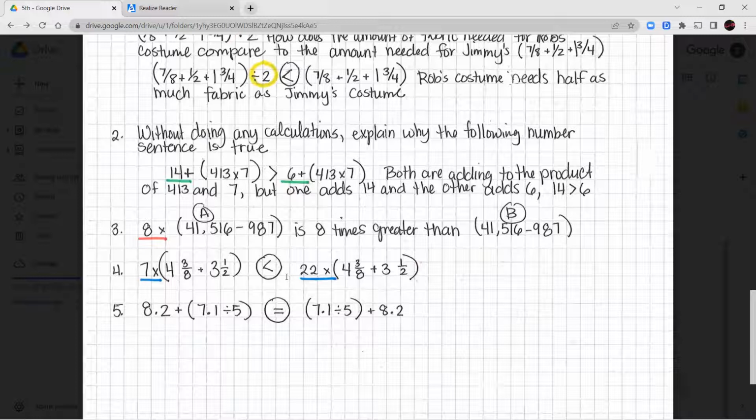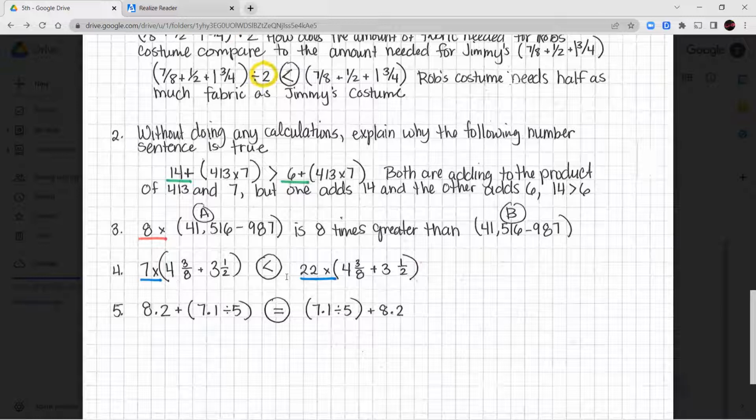For number 3, 4, and 5, we're comparing these different equations. For number 3, it's asking us equation A compared to equation B. So equation A says 8 times the difference of 41,516 minus 87, compared to 41,516 minus 87. Sorry, 87 for both of them. So the first one is 8 times greater because it's 8 times that difference. So equation A is 8 times greater than equation B.